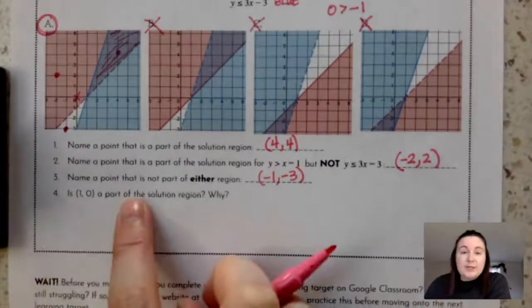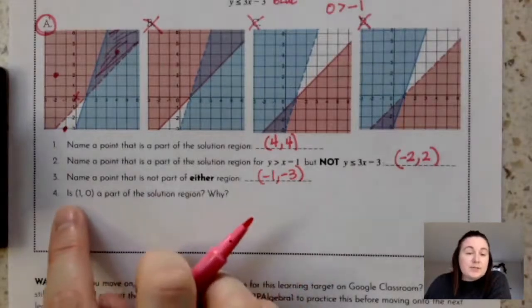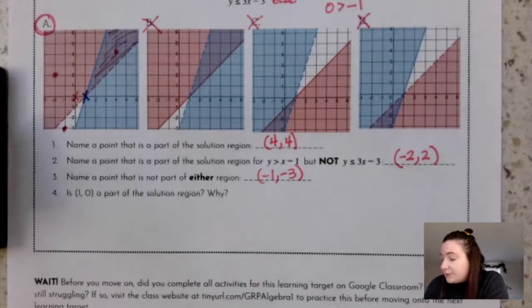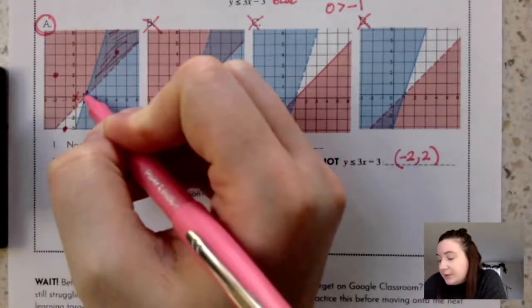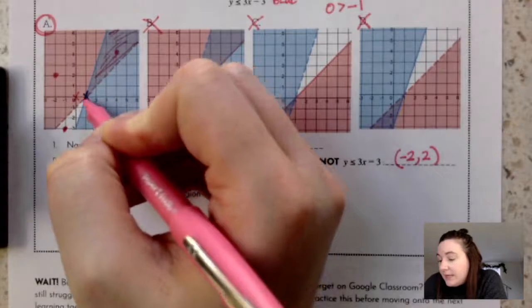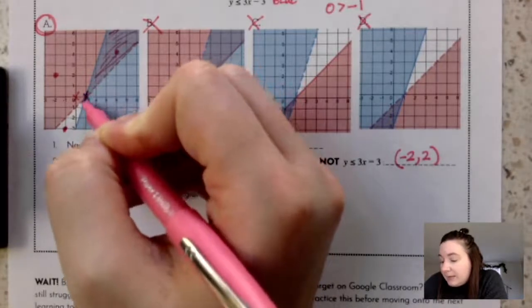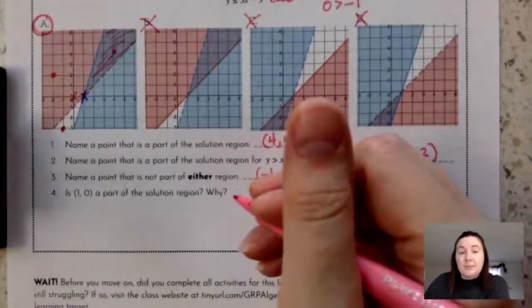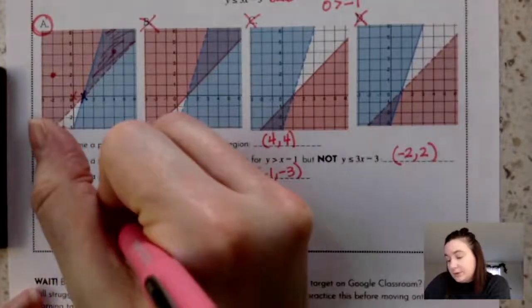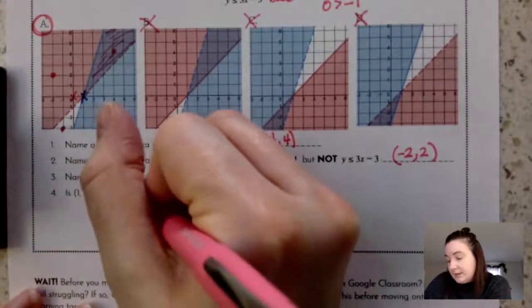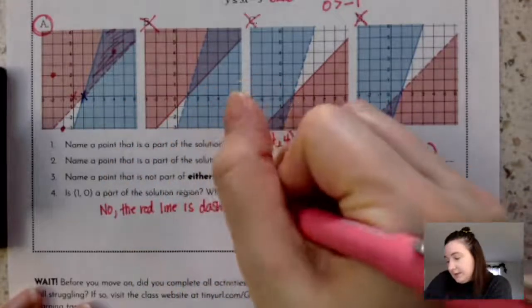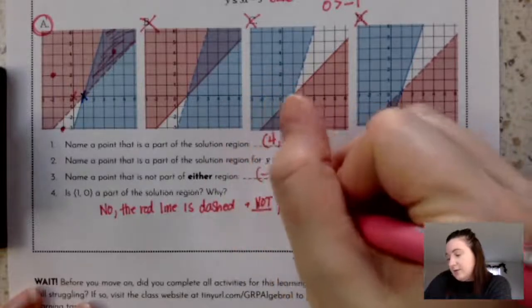The last type of question is: here's a point, is this point part of the solution? This one is, is 1, 0 a point? So this is 1, 0. And remember the solution region is double shaded. This one is really tricky because it's right on the corner where they meet. Where they meet would be where the solid blue line touches the dashed red line. Because dashed lines are not part of the solution, this is a no. So we're going to say no, the red line is dashed and not part of the solution.